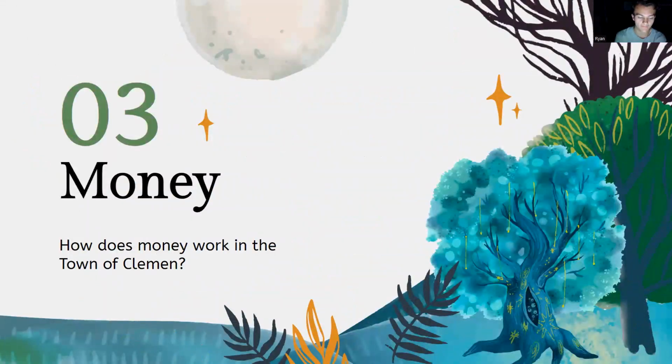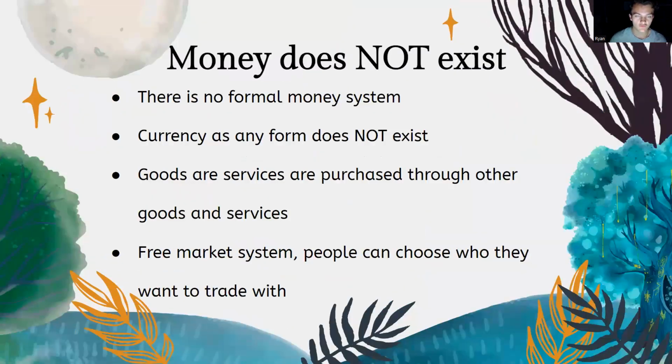So section three is the largest section because it deals with the money and the jobs in Clement. The first thing is that there is no formal currency or any form of paper money, coins, credit points, none of that. That does not exist. Items are going to be purchased through other items. Goods and services must be purchased through other goods and services. People have to depend upon each other.